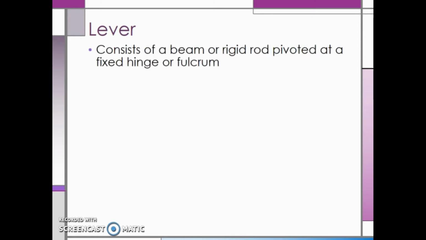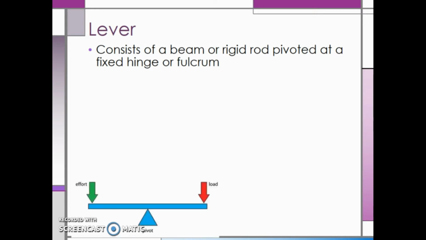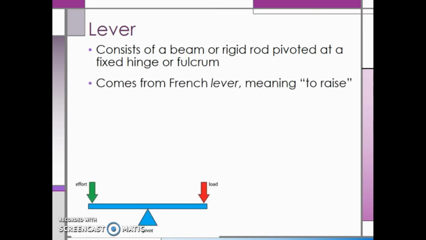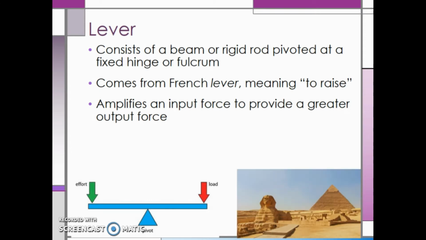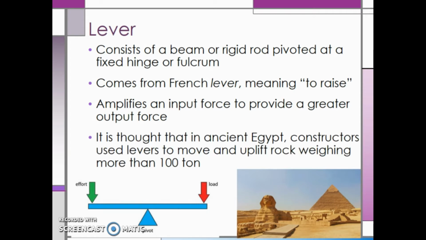Levers consist of a beam or rigid rod pivoted at a fixed hinge or fulcrum. The term lever comes from the French word lever, which means to raise. A lever amplifies an input force to provide a greater output force. This means you can lift a heavier object with less effort force than if you just tried to pick the object up. It is thought that ancient Egyptians used levers to move and uplift rock weighing more than 100 tons to build the Sphinx and the Great Pyramids of Giza.